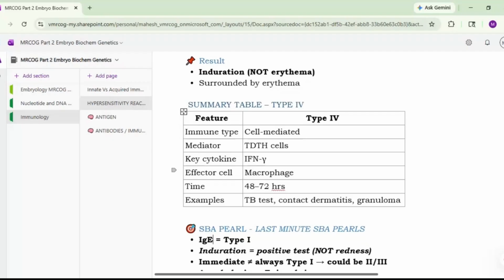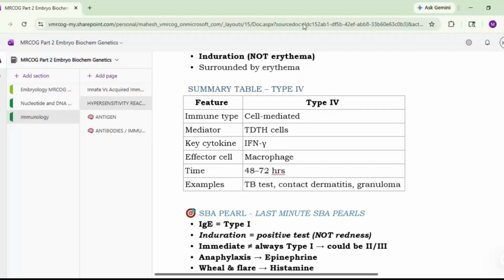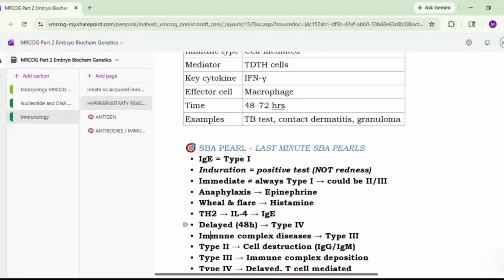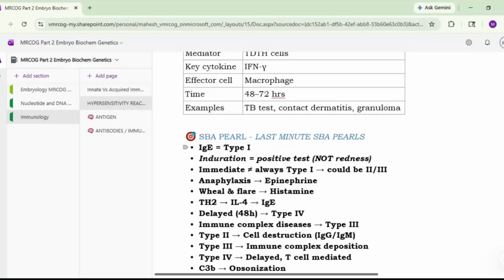And now we will have the recapitulation of all four, type 1, 2, 3, 4. IgE is seen in type 1 hypersensitivity. Induration is a positive test, not the redness, in type 4. Then, immediate response is not always type 1. It could be type 2 or type 3, because only delayed is type 4. But type 1, type 2, and type 3 all will have an immediate response. But the most common is type 1.